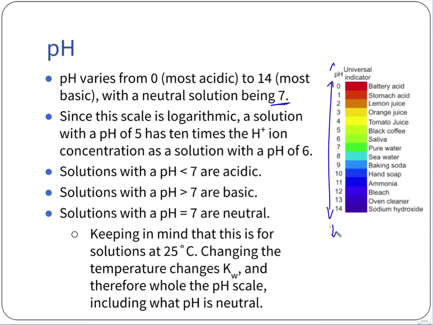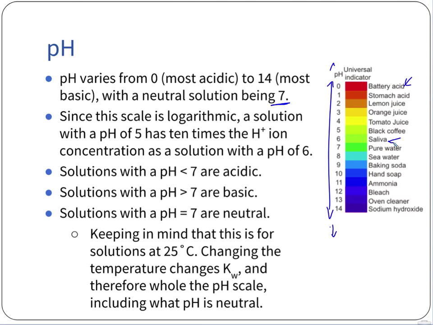With 0 being the most acidic, battery acid might be close to a 0. The acid in your stomach is about a 1. Lemon juice is a 2. Orange juice a 3. Coffee is a little bit acidic, a 5. The saliva in your mouth is a 6, which is one of the reasons why you need to take care of your teeth. Pure water we said is a 7. Seawater is a little bit basic. Baking soda is even more basic.